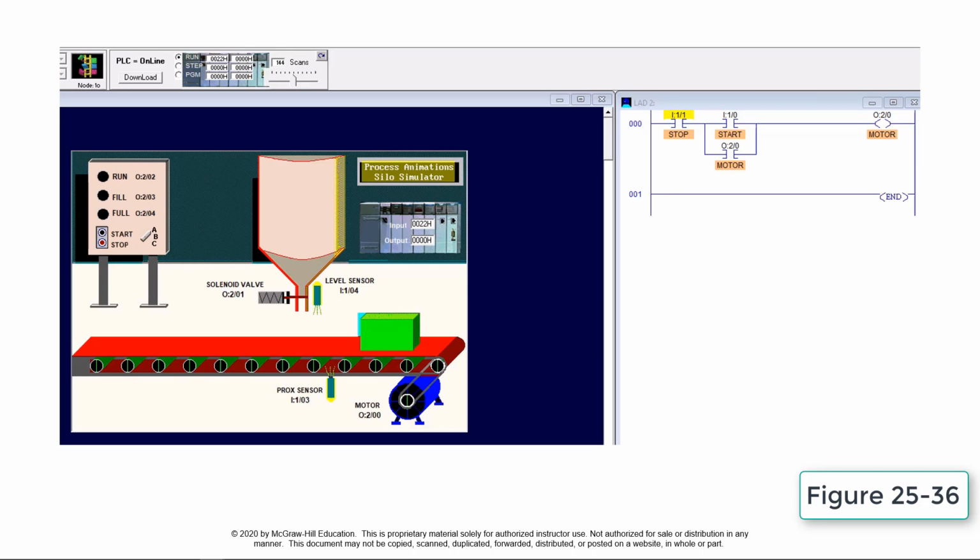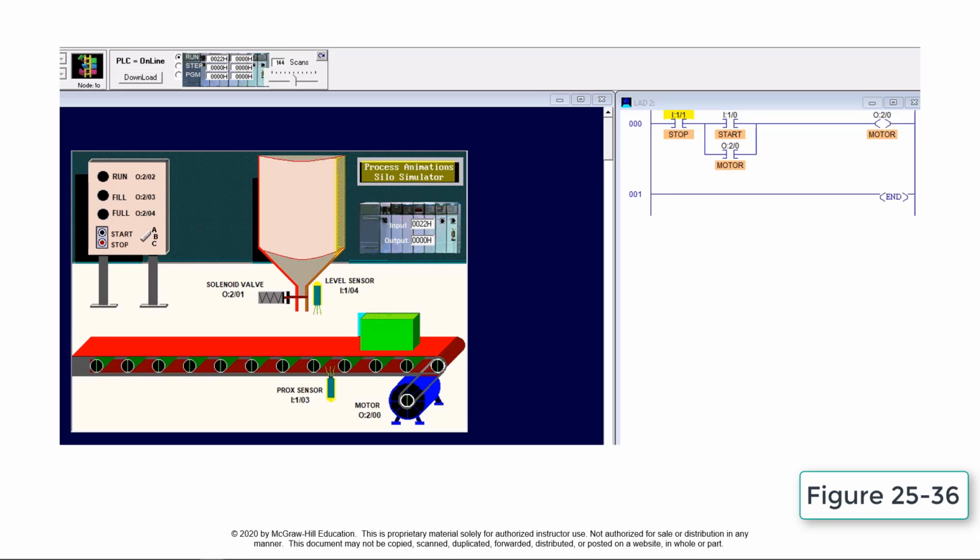This simulation illustrates the operation of a programmed motor start-stop PLC program. In a PLC ladder logic program, instructions are either false or true. For this simulation, all true instructions are highlighted in yellow.